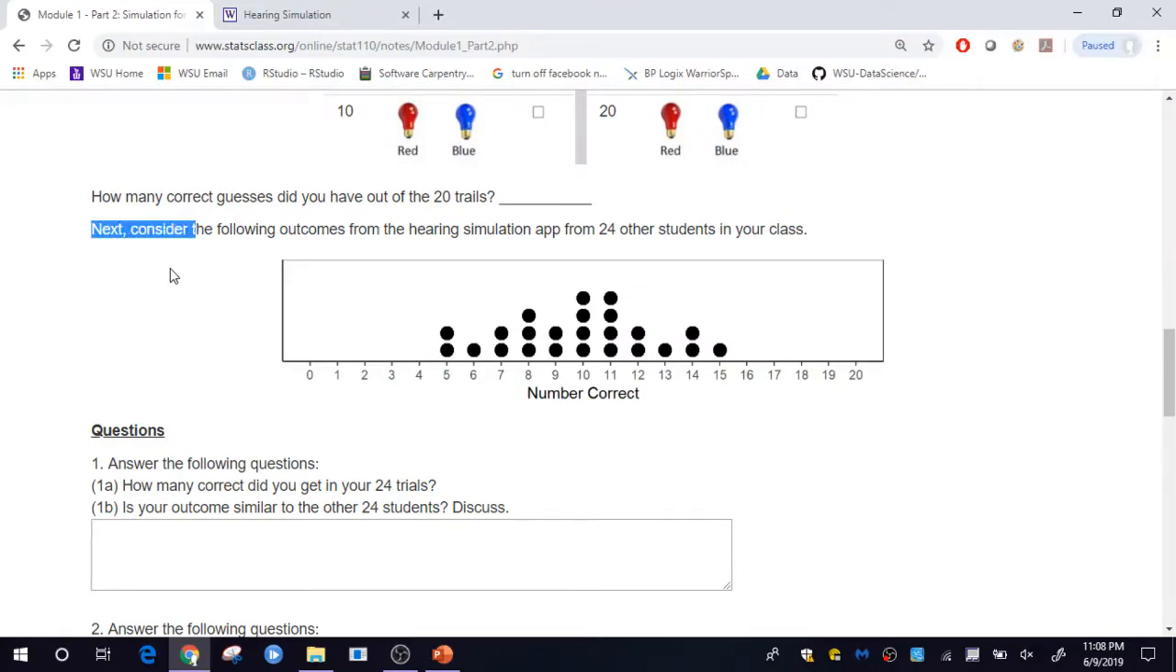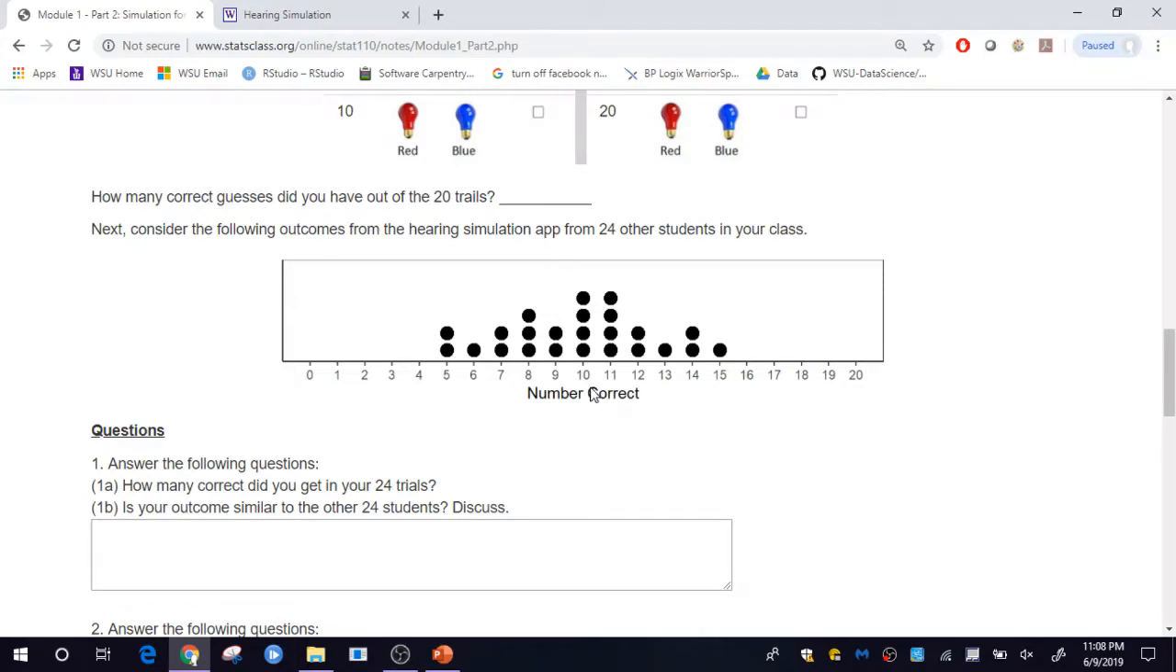All right, let's go ahead and next consider the following outcomes from the hearing simulation app from 24 other students in the class. So again, what is being plotted on the x-axis here is the number correct. The smallest possible number correct would be 0. Actually, for many of the examples in the first part of this course, the smallest number on this number line is going to be 0. That's the smallest number of correct that somebody could get. The largest number possible on this number line is going to simply be the number of trials.